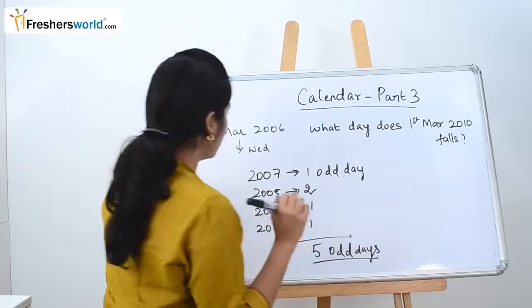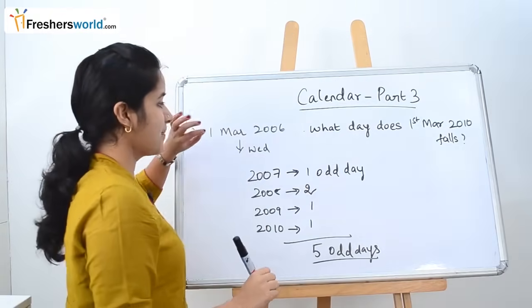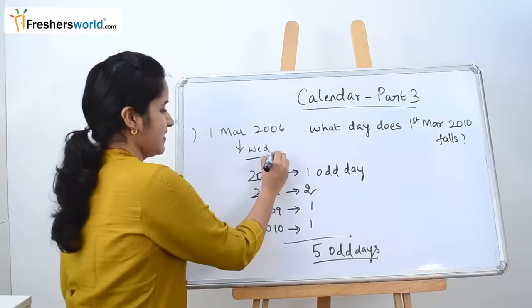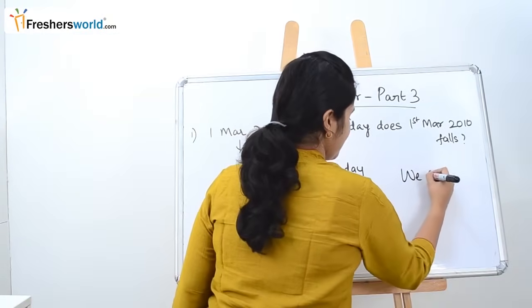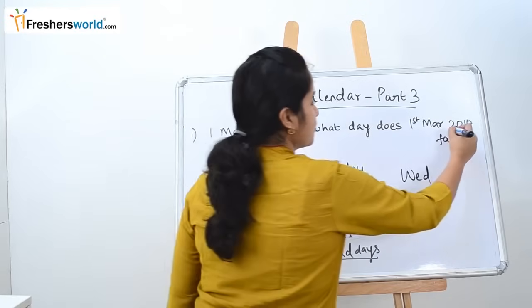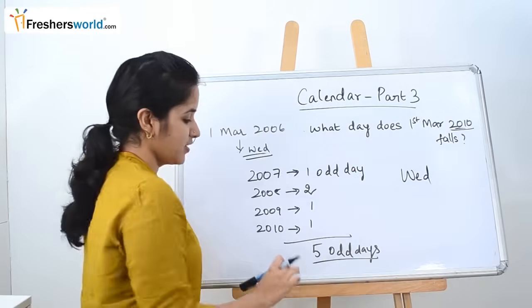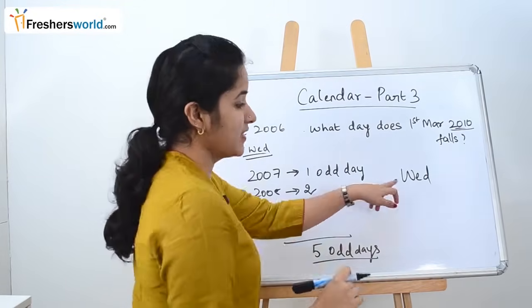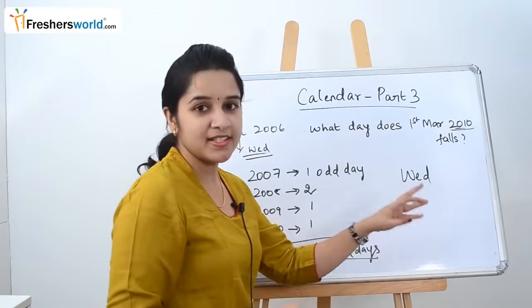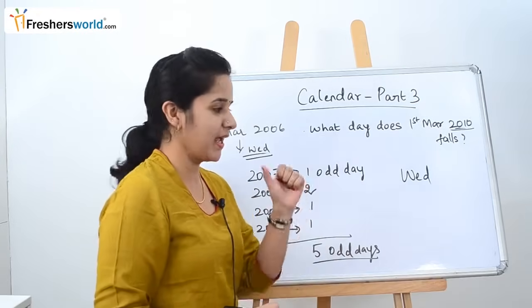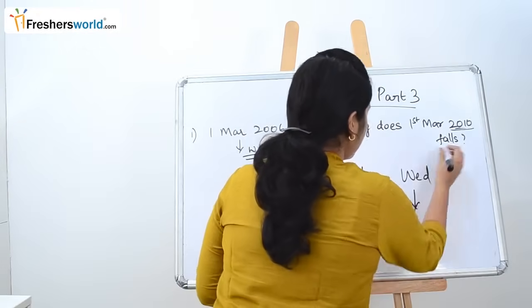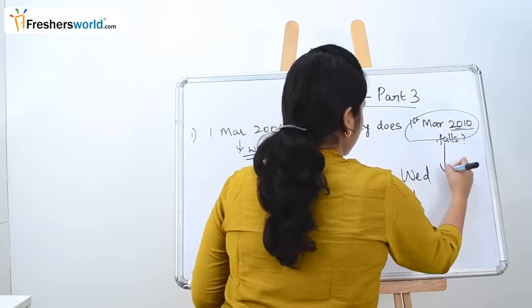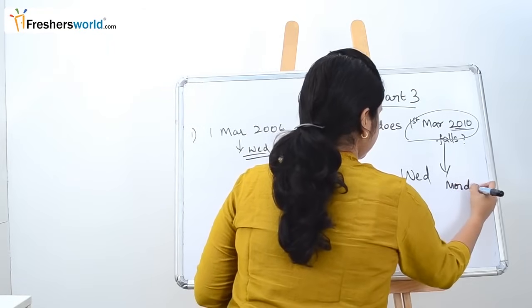So what do we do? The question says 1st March 2006 is a Wednesday. So when does 1st March 2010 fall? We have 5 odd days in between, so you add 5. Wednesday plus 5: Thursday, Friday, Saturday, Sunday and Monday. So 1st March 2010 falls on a Monday.